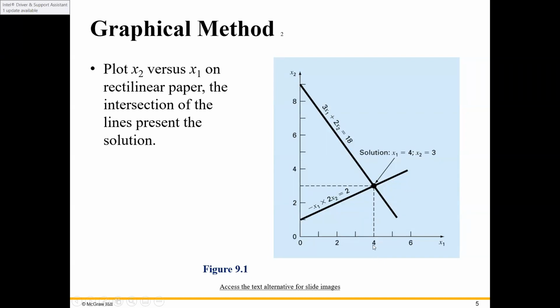These two lines intersect where the value of x1 is equal to 4 and the value of x2 is equal to 3. So 4 and 3 are the solutions of this system of two equations. Very simply, this is the graphical method for solving a system of two equations.